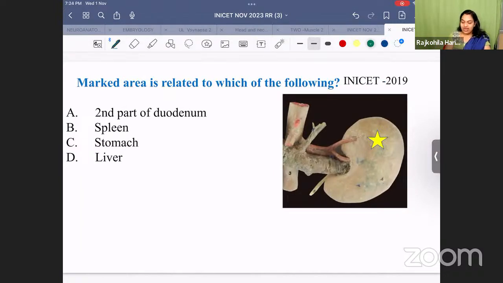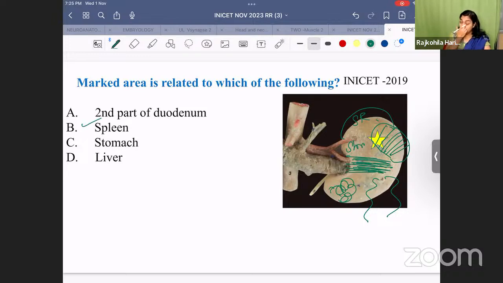Now, marked areas related to which of the following? What you see here is the left kidney. The hilum of the left kidney will be related to the tail of the pancreas. Over here will be related the spleen. And here will be the stomach. And to the upper pole will be related the suprarenal. Here will be the splenic flexure. Here you'll get to see the coils of jejunum. Okay, so the marked areas are related to the spleen, right?